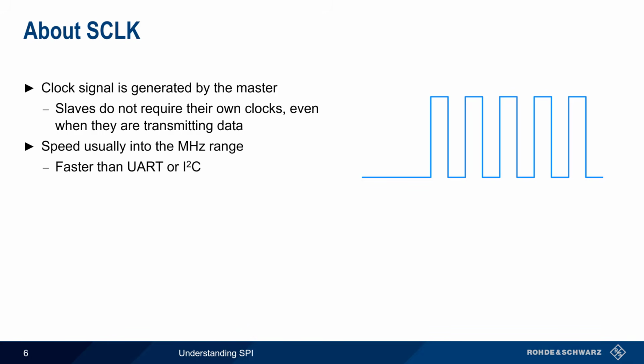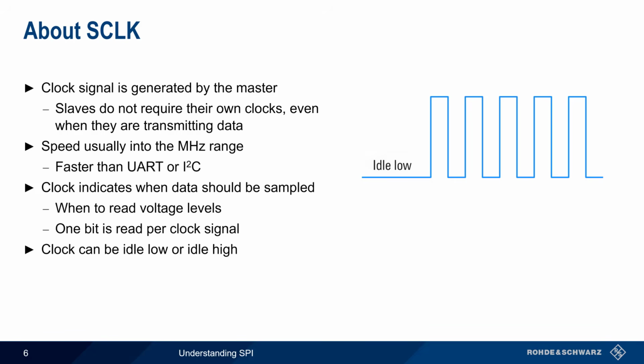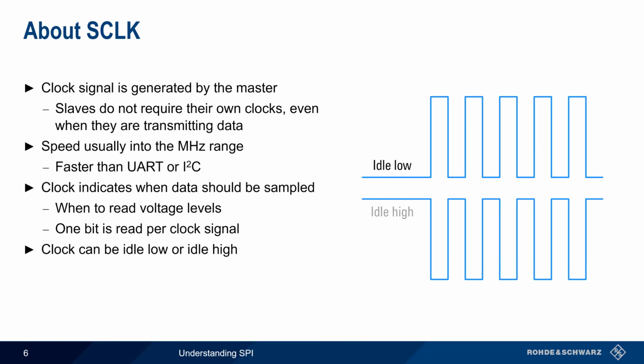The purpose of the clock is to indicate to the receiver when data should be sampled, that is, at what time the voltage level on the data line should be read. As with most other digital data transmission schemes, 1 bit is read per clock symbol. The clock in SPI can either be idle at a low state or at a high state, and data can be sampled on either the rising or the falling edge of the clock signal. We'll cover this topic in much more detail later in this presentation.